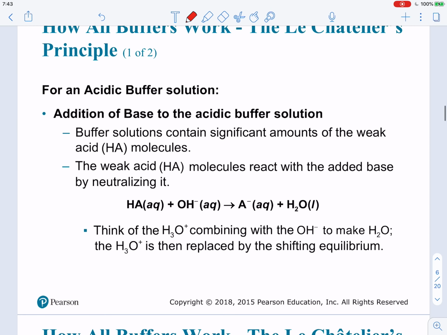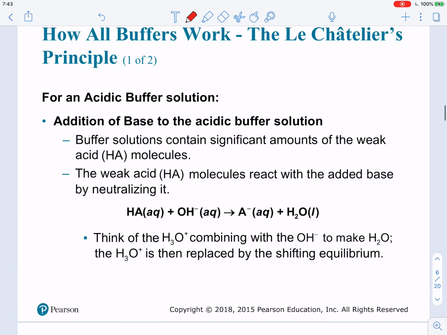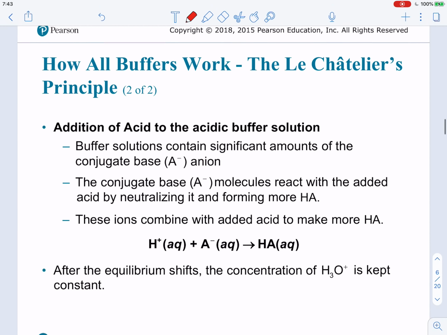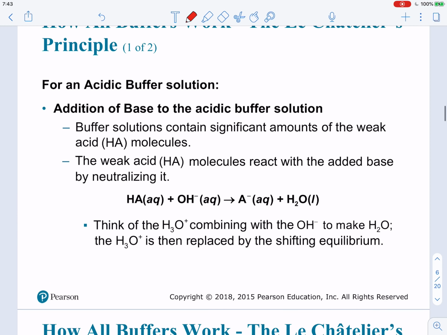Now, we are talking about the base, right? So think in these terms. Whenever we are having these solutions, because this is an acid buffer, now we are using a generic equation and you are adding the base. Let's think of this in terms of Le Chatelier's principle. We are either adding or removing stuff from the reaction.